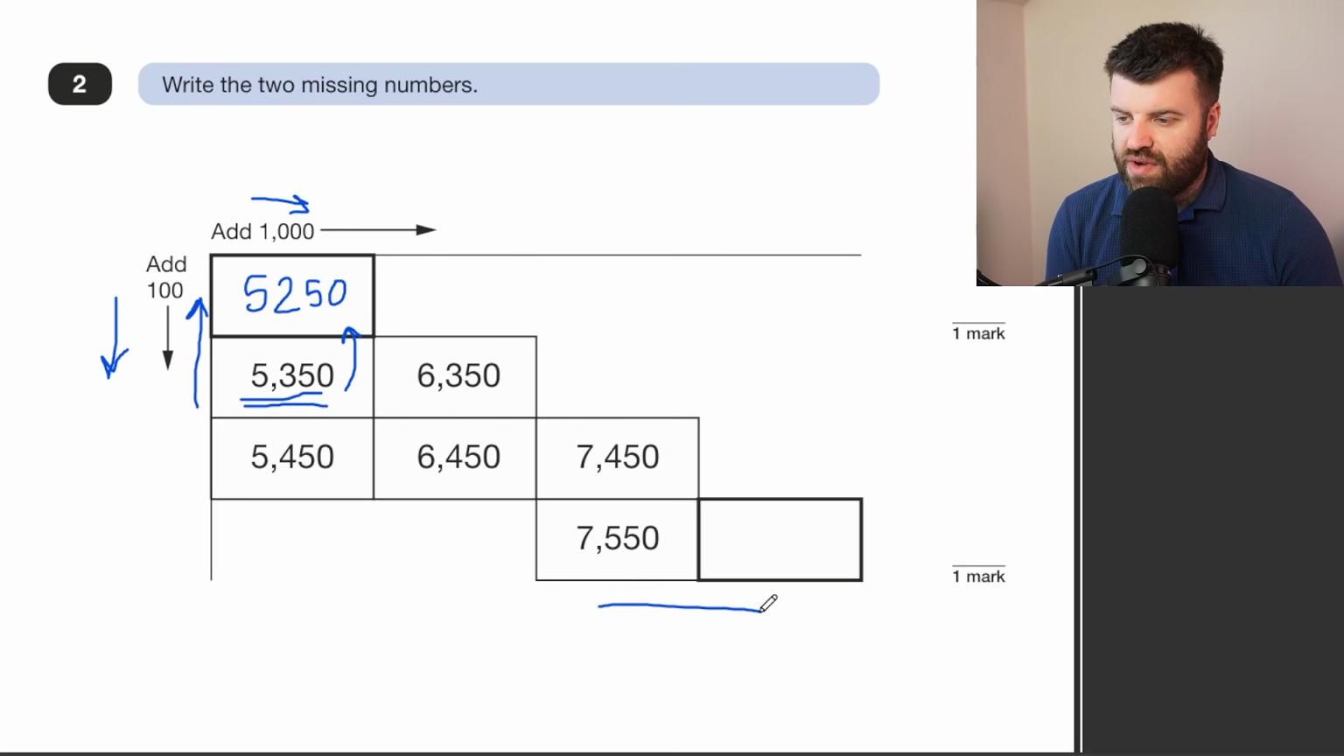And then going to the right-hand side, I add 1,000. So I have 7,550. If I add 1,000, I get 8,550. Always in these types of questions, we get some kind of inverse going backwards. Just be aware of that.